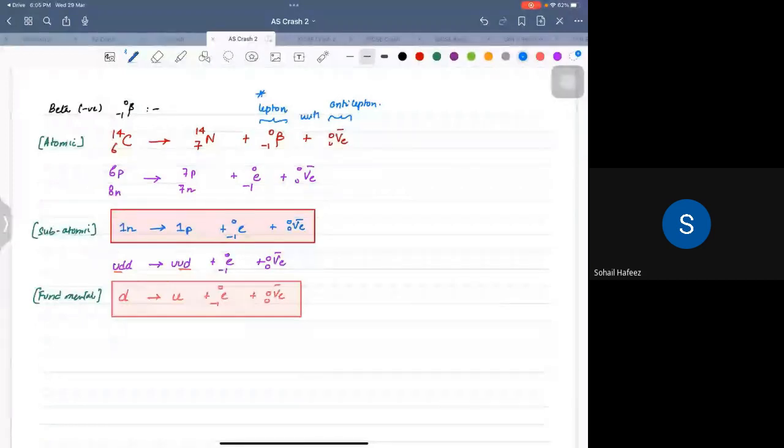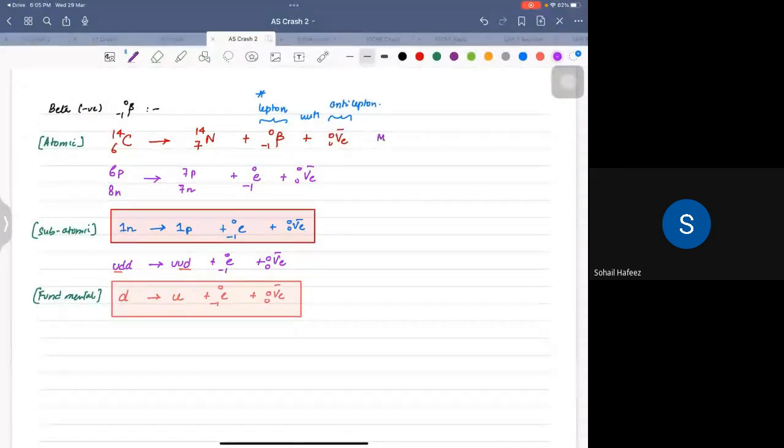Now, in order to check whether the equation is correct or not, we have to check the mass and charge. Okay, I'm going to use a different color. For the mass, it would be 14 u equals 14 u plus 0 plus 0. So the mass on both sides is the same, so it's conserved. Charge: 6e equals 7e plus negative 1e plus 0. So 6 and 6 on both sides, so this is also conserved. Is it clear? So it means this equation is correct.